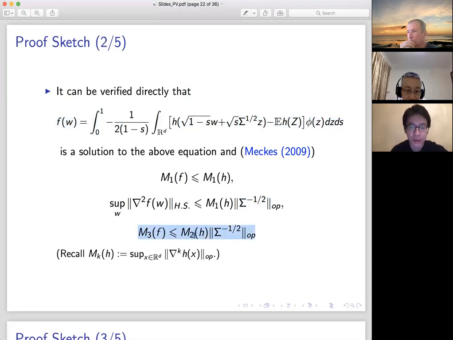The problem is for the third relation. When you take the third order derivative of f, you have to do integration by parts 2 times if you want to get h prime. But then 1 over s will come out, and that's not integrable. That's why you cannot replace it by M_1 h here.